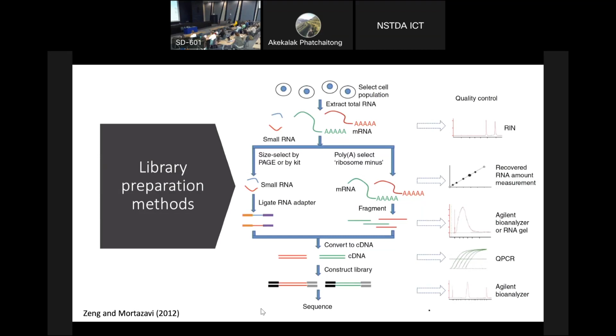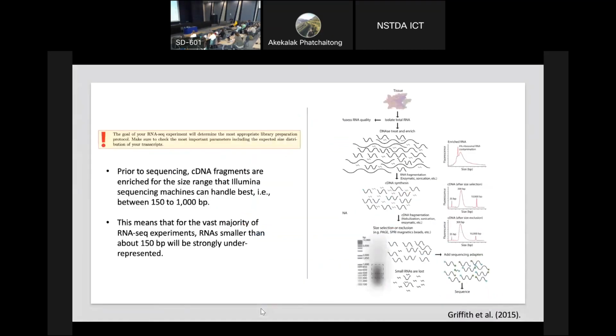And then once you have your mRNA separated, you fragment them. There are various ways to do that. Once you get them fragmented, you convert to cDNA, and then you construct your library and you send it off for sequencing. And at each of these steps, you have a number of quality assurance measures that you can take to ensure that whatever you're doing is going well. Right.